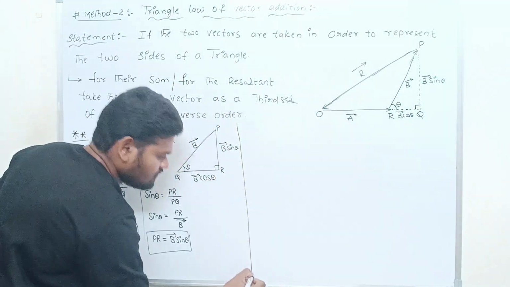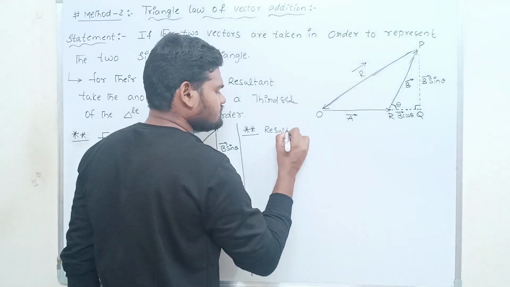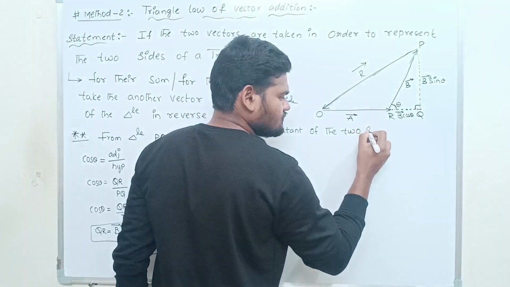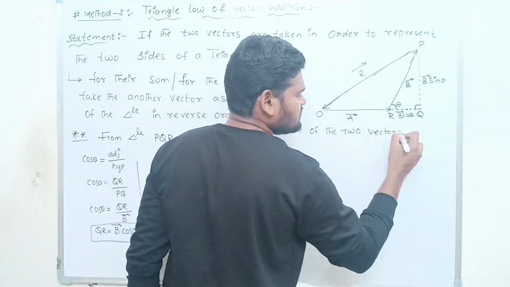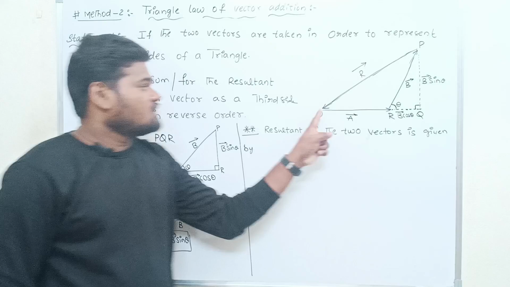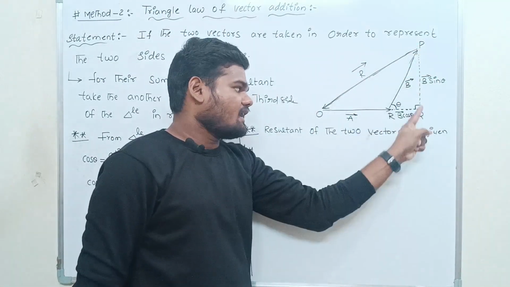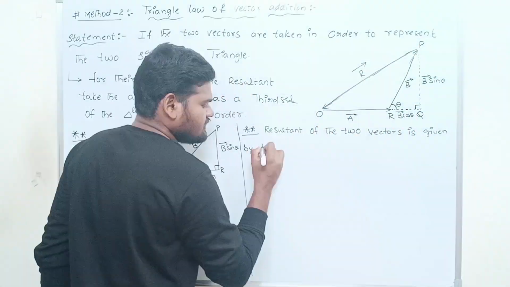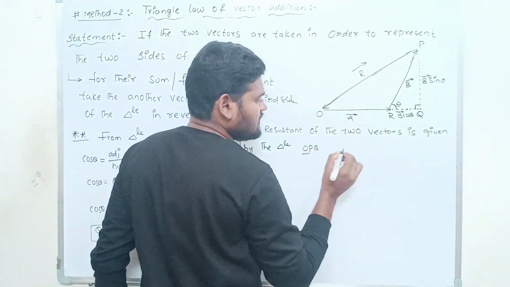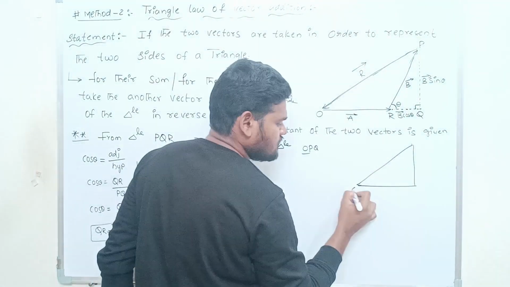Okay, I'm now finding the resultant of the two vectors. How to find the value of R bar? Have a look. O, P, Q. This is a large, big triangle, O, P, Q. Have a look at the triangle OPQ. Are you getting it?